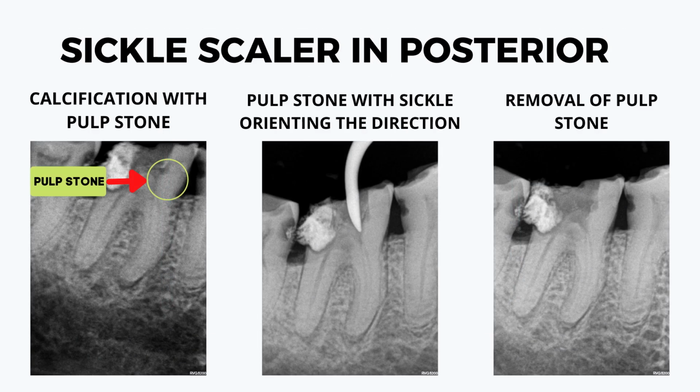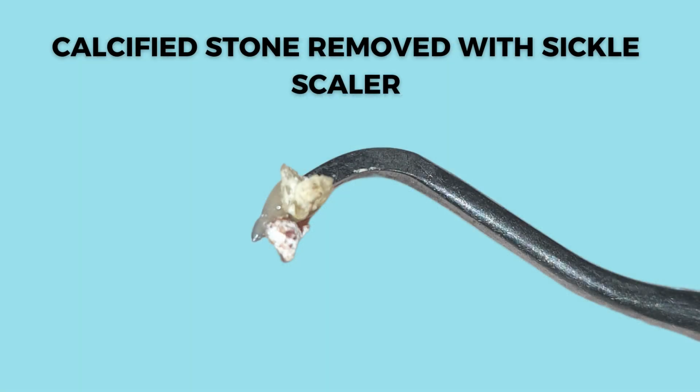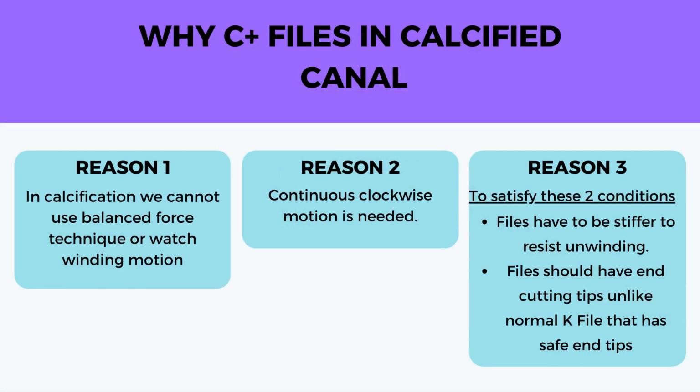You can see in this X-ray that there was a pulp stone. Now I have placed a sickle scaler to see whether I am digging out the calcification from the pulpal floor in the right direction towards the canal orifice. And now you can see once the pulp stone has been removed from the pulpal floor, the chamber is cleared of calcification. You can see the calcified stone removed from the previous case using the sickle scaler. Once you have reached the canal orifice, you distinguish it as a white area, and the surrounding sound dentine will be yellowish in color.